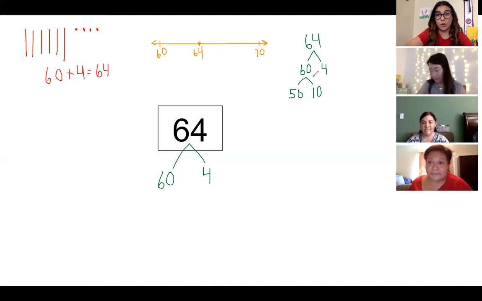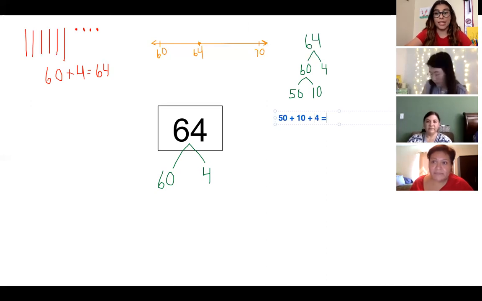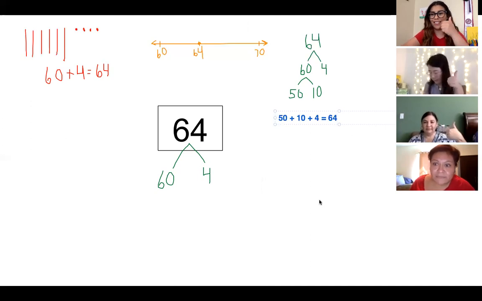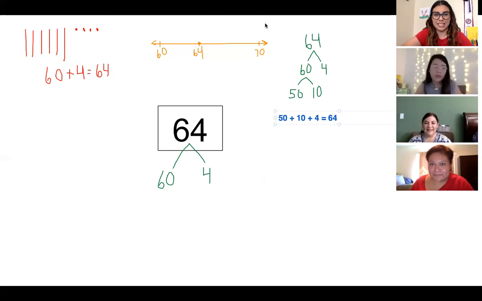So right here, if you were to look at Ms. Rosales' work, I'm going to show you the number sentence that she has. She has 50 plus 10 plus 4 equals 64. So she showed 3 numbers to equal 64. So can we do that too? Ooh, I see already Miss T has an idea. Go ahead, Miss T, and show us your idea.